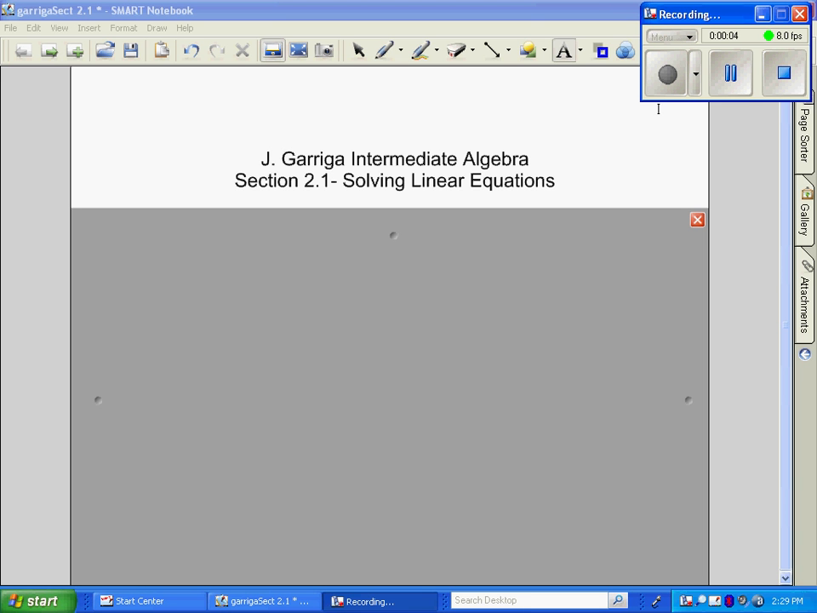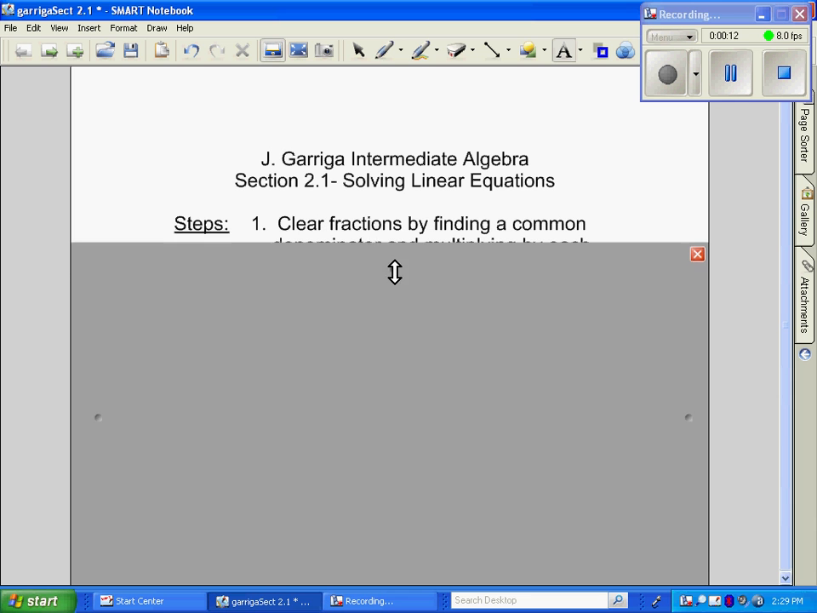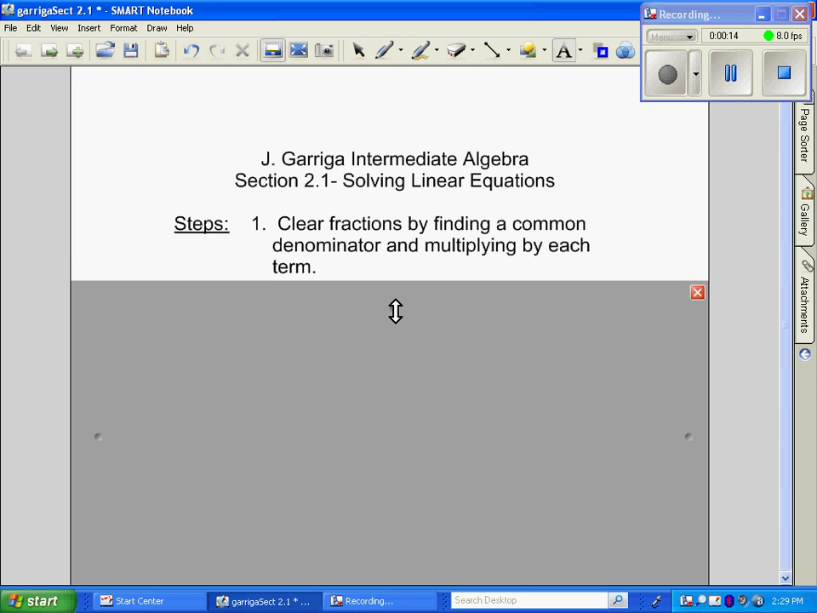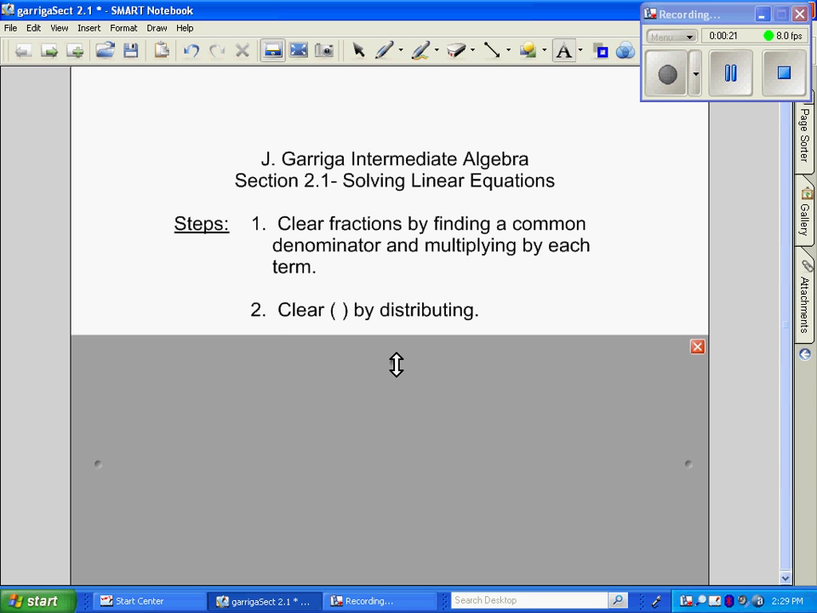Section 2.1, Solving Linear Equations. We're going to begin by writing some steps that may help us throughout this process. The first step is to clear fractions by finding a common denominator and multiplying by each term. Our second step we'll check is to clear parentheses by distributing.